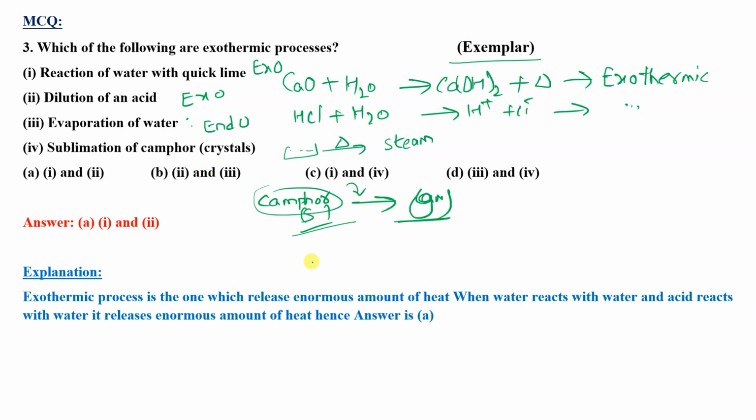Not only camphor, naphthalene balls also behave the same way. They convert from solid to gas. They absorb heat from the surroundings and use it to convert to gaseous state. So they are endothermic. Burning of camphor is exothermic, but this is not burning, it is just sublimation. So based on this, the answer is 1 and 2, that means option A. I hope this answer is clear.